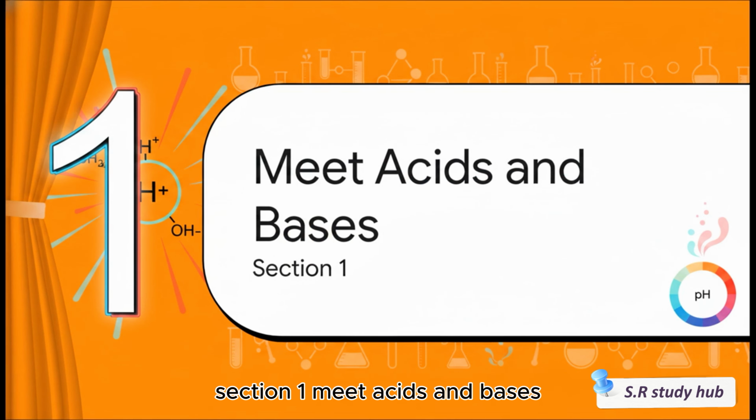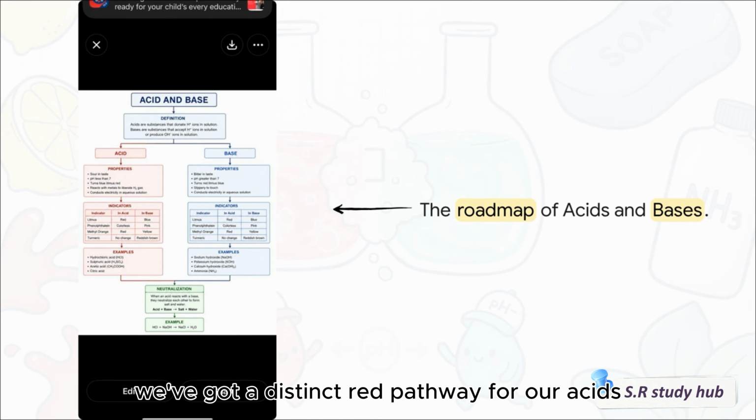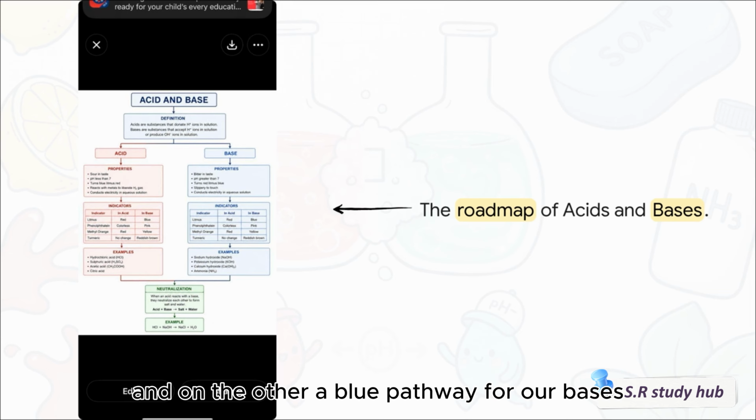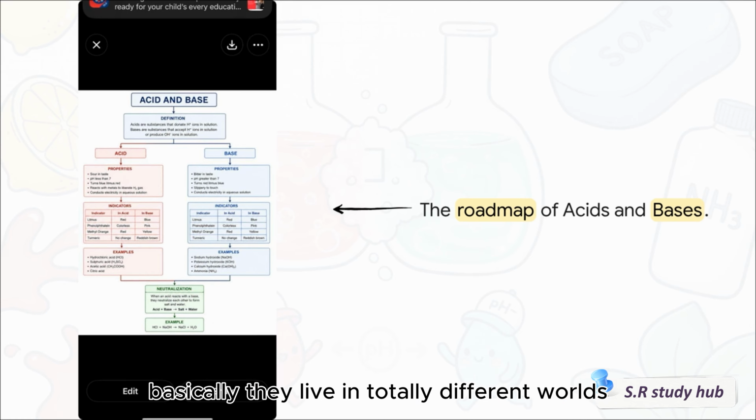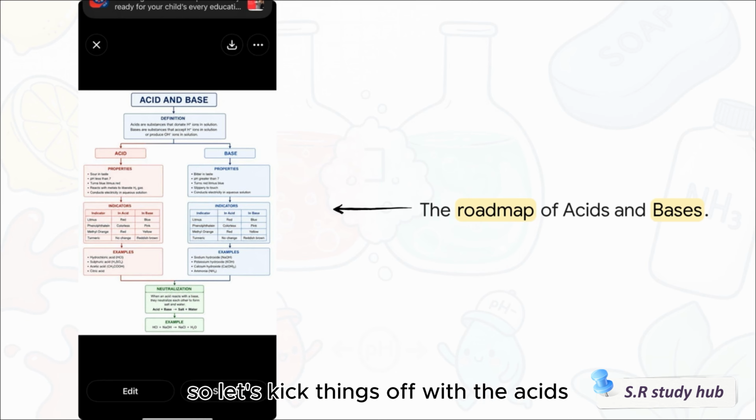Section 1, Meet Acids and Bases. Think of this whole thing like a map that splits right down the middle. On one side, we've got a distinct red pathway for our acids, and on the other, a blue pathway for our bases. Basically, they live in totally different worlds, playing by totally different rules, right up until they finally crash into each other at the very end. But to really get this, we have to understand how they start out. So let's kick things off with the acids.